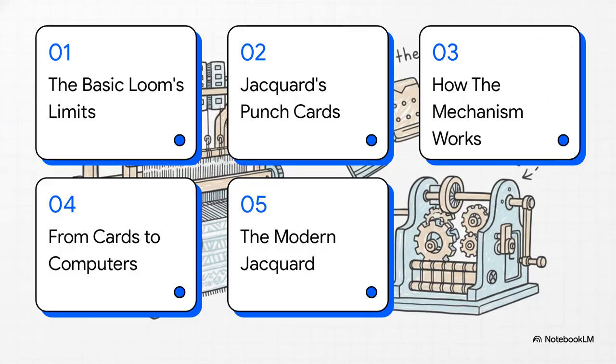So, here's what we're going to cover. First, we'll look at the problem weavers were facing, the limits of a basic loom. Then, we'll get into Jacquard's brilliant solution with punch cards. After that, we'll dive into the nuts and bolts of how it actually works, trace its journey into the digital age, and finally, check out what a modern Jacquard system is capable of.